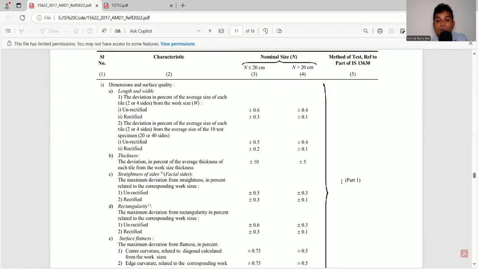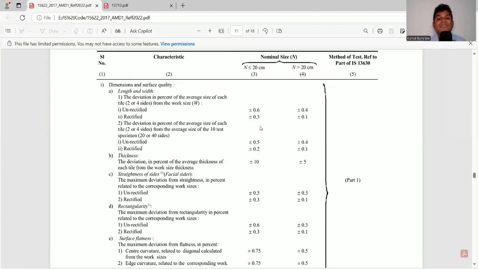Now what is the deviation in percentage of average size, length and width? If it is unrectified, in case of N equal to or less than 20, it is 0.6 and 0.4 percent, and in rectified 0.3 and 0.1. Why is it less? Because for rectified tiles, the dimension was already precisely rectified after firing, which is why a lower percentage or acceptance criterion has been given. But for unrectified, it is given slightly more.